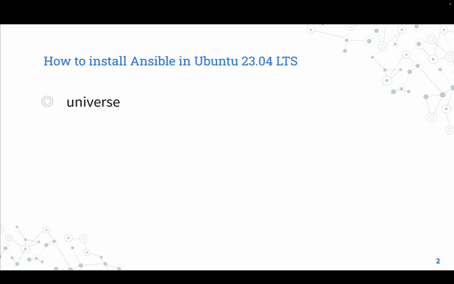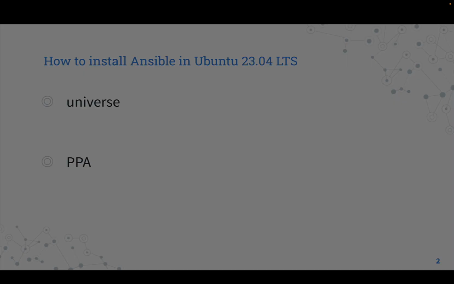The first method is to install Ansible using the universe repository, the default that you get after installation. The main advantage of using the universe repository is that you don't require any external repository. The second method is to install Ansible using the PPA repository. Please bear in mind that adding an additional repository has different quality assurance in software.